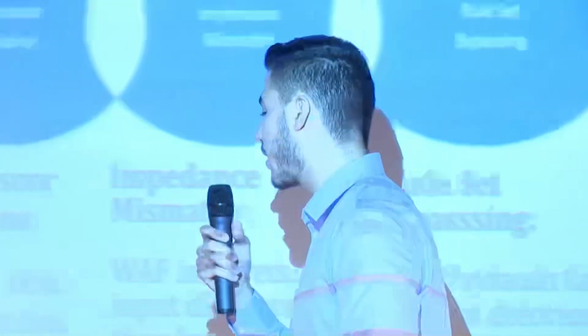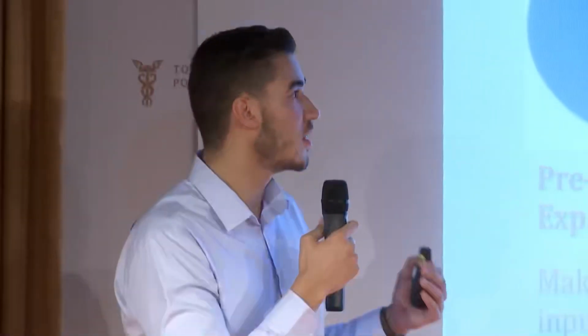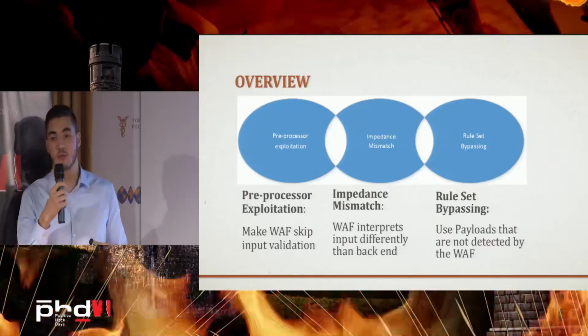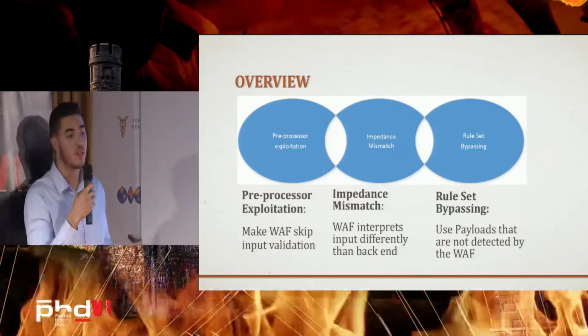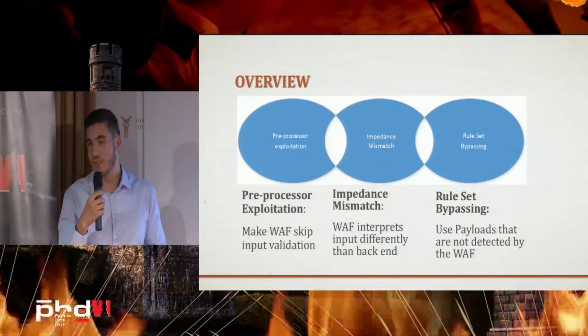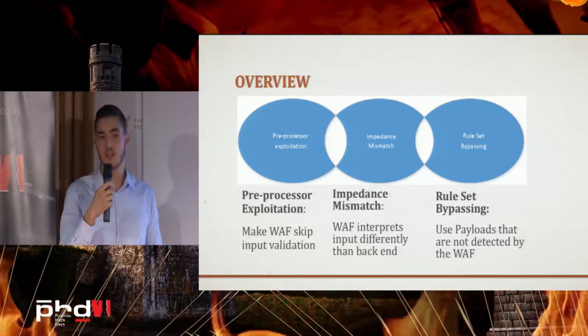Okay, let's come to the bypassing methods and techniques. So the first thing I did was to categorize the methods and techniques to get a better overview. We have 3 different categories. The first one is the preprocessor exploitation. In this category, we try to make the WAF skip the input validation. So we send our input, and the WAF doesn't even try to validate it, but forwards it directly to the web server.